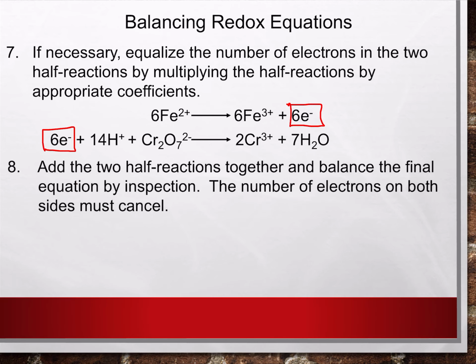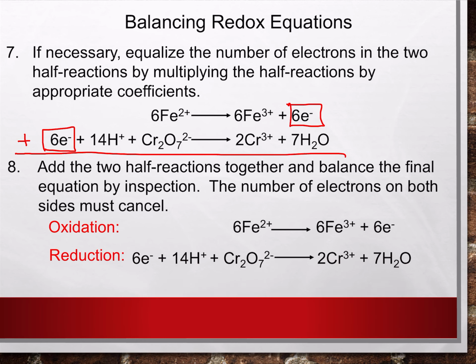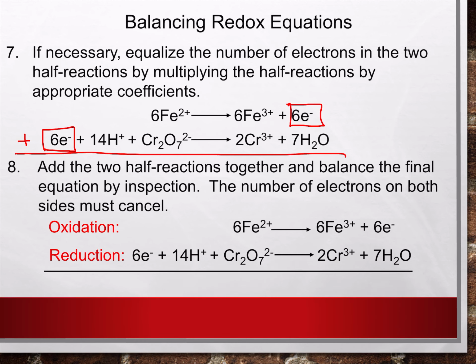Now it says to add the 2 half reactions together and balance the final equation by inspection. When I add them together, I'm essentially adding them straight down, kind of like what we did in Hess's law. Since the electrons are on opposite sides of the reaction, they're going to cancel out. They're going to be gone. Now we can just add them straight down. Everything on the left still needs to end up on the left side of the arrow. Everything on the right still needs to end up on the right side of the arrow.